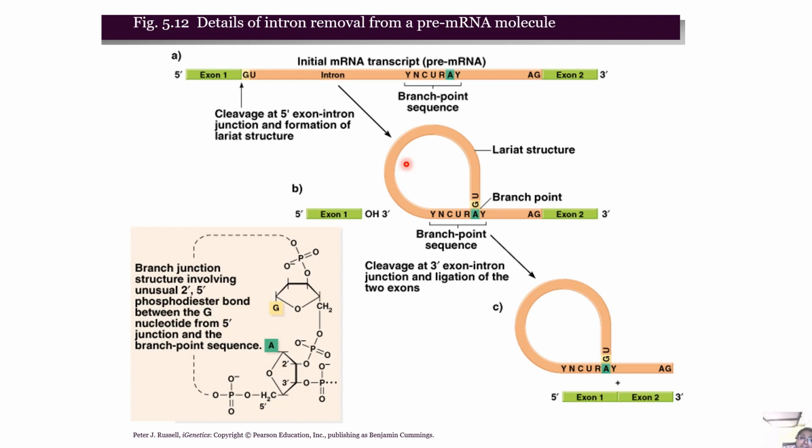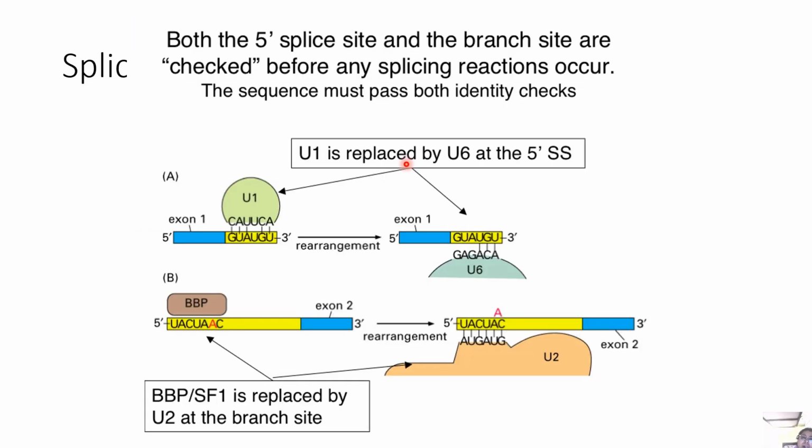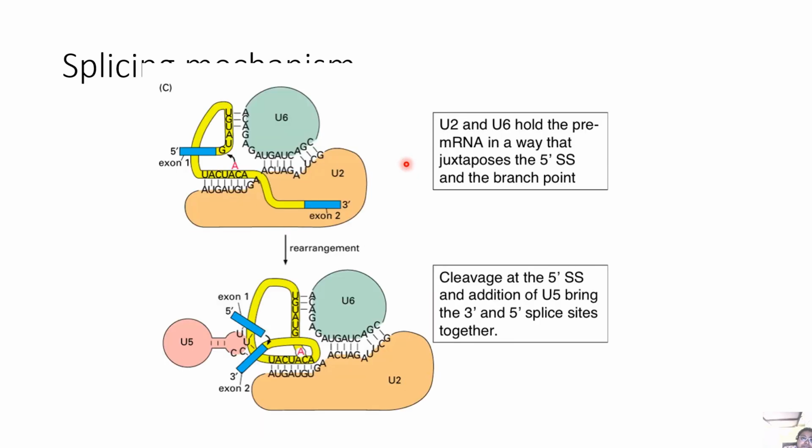Branch junction structure involves an initial 2'-5' phosphodiester bond between a C nucleotide from the 5' junction and the branch point sequence. Both the 5' splice site and the branch site are checked before any splicing reaction occurs, and the sequence must pass both identity checks. U2 and U6 fold the pre-mRNA in a way that juxtaposes the 5' splice site and the branch point, and cleavage at the 5' splice site and addition of U5 bring the 3' and 5' splice sites together.